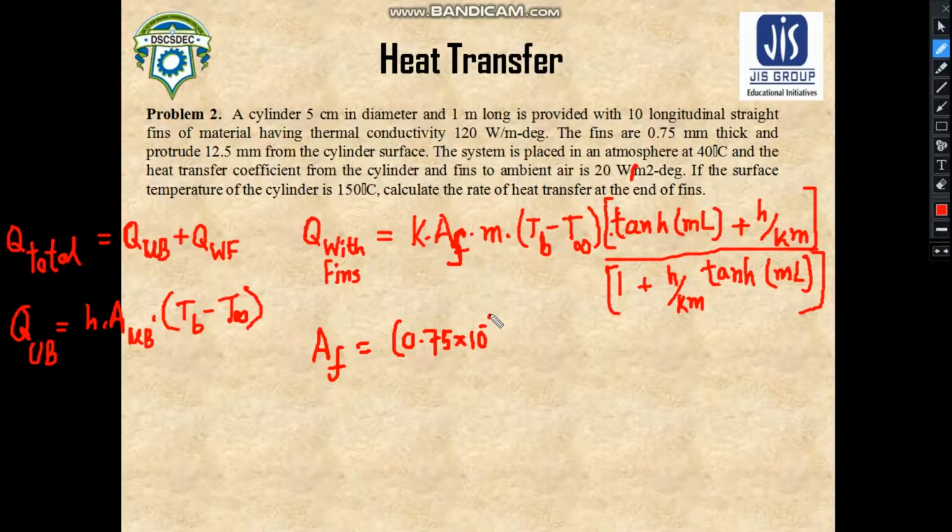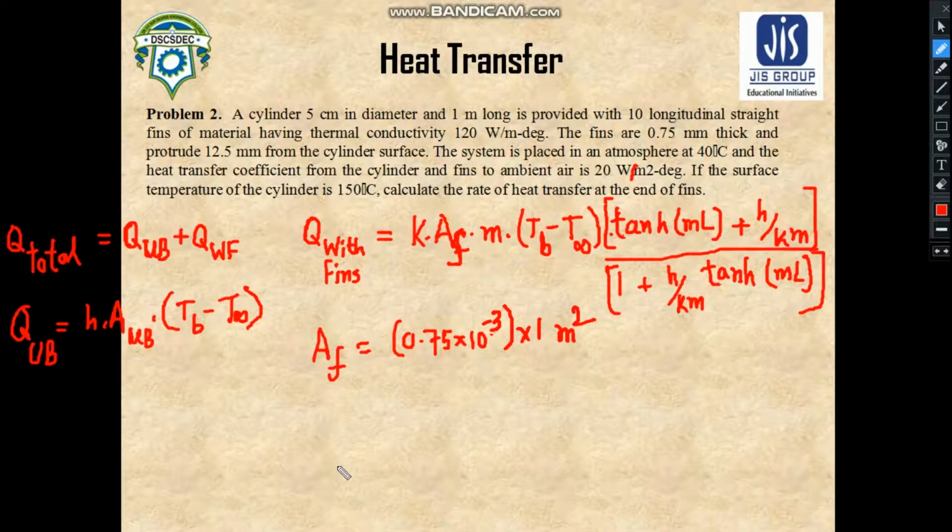Now you have the thickness in meters, and you just need to find the length of the fin. What will be the length of the fin? In this problem it is defined in a slightly different way. It is already given as 1 meter long, so the length of the fin, or the cross section of the rectangular fin, should be multiplied by this so that you can find the area of the fin.